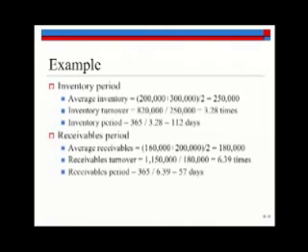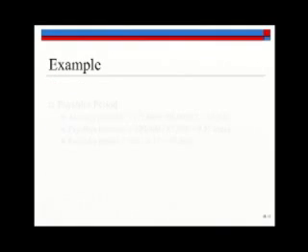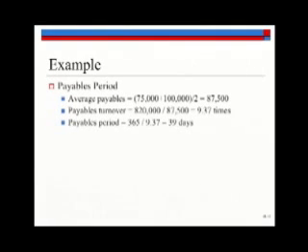Now if we add the inventory period and the receivables period, we're going to get the operating cycle. Operating cycle of 169 days. That's the time from when we get raw materials until we actually collect money for them. Continuing the example, next we calculate the payables period. So again, we take the average payables. We divide the payables into the cost of goods sold to get a payables turnover of 9.37 times, and using 365 days, that works out to 39 days.